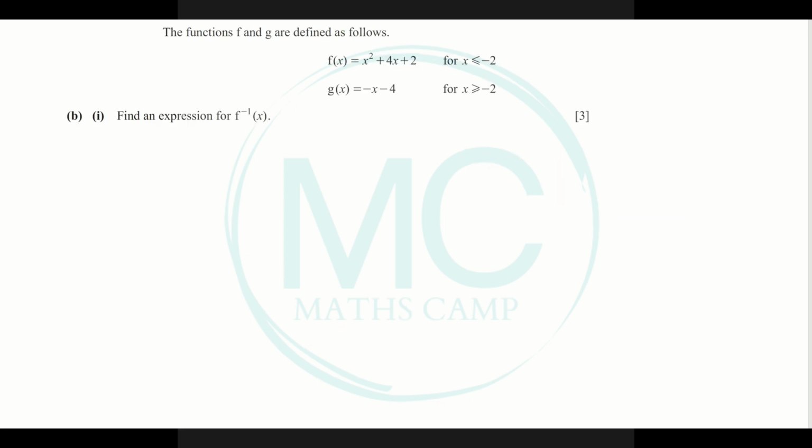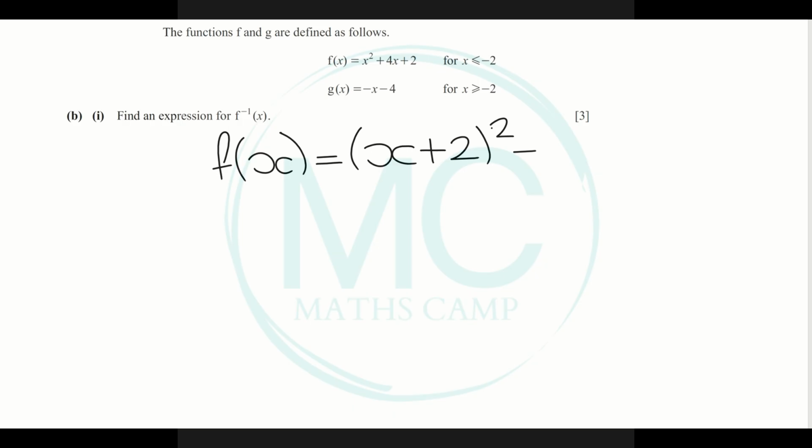Find an expression for f to the negative 1 of x, which is the inverse of f of x. When finding the equation for the inverse, it is always easier if the equation for the original function is in completed square form. So in part A, we just found this equation. So let's rewrite f of x is equal to (x + 2) squared minus 2.